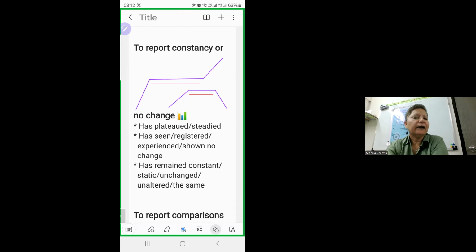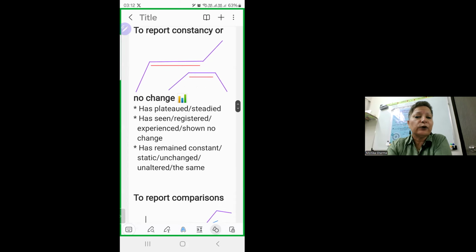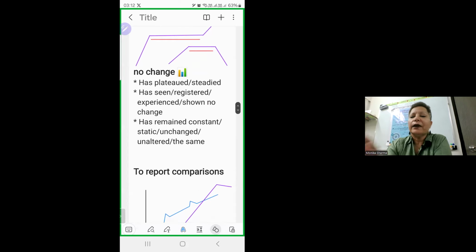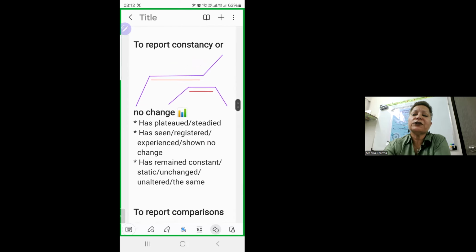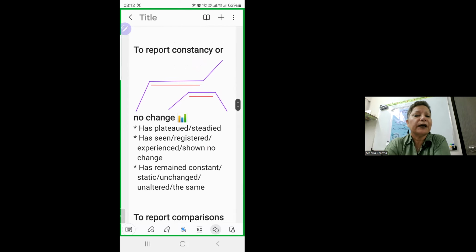So if I have to look at the words which I can use here, I can use has plateaued, has steadied, has seen or registered or experienced or shown no change, has remained constant or static. Static, as the word says, it's not dynamic, it is remaining constant, unchanged, unaltered, or it has remained the same. So these are all words which I can use to report some kind of constancy.